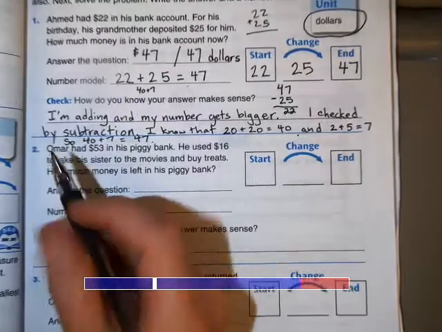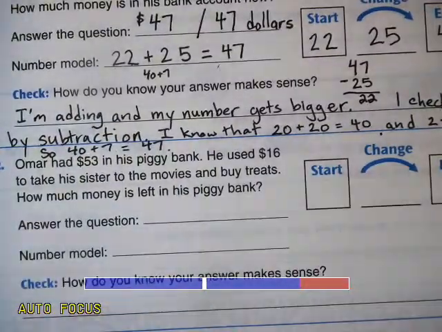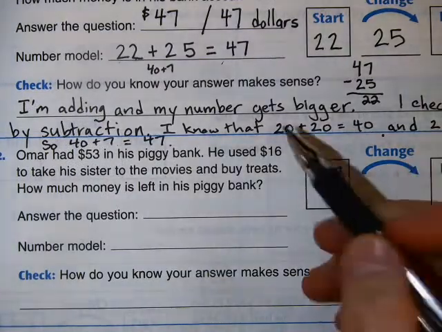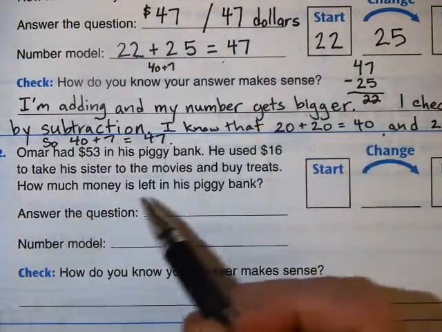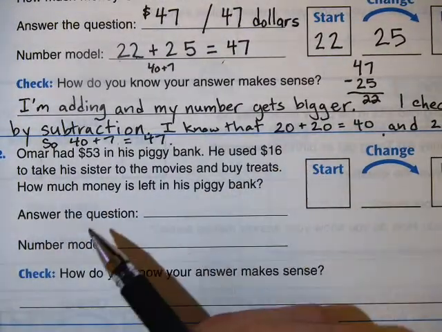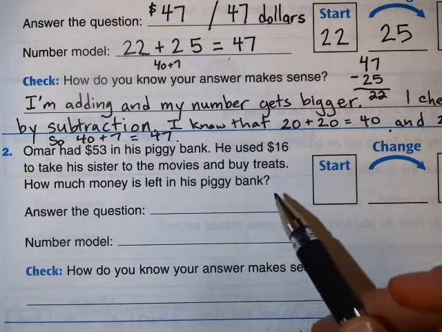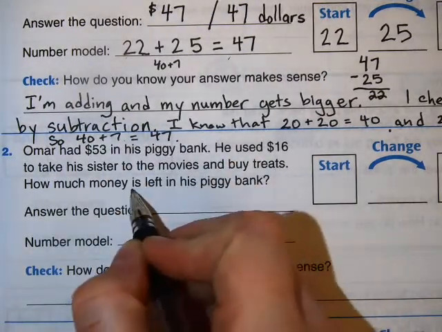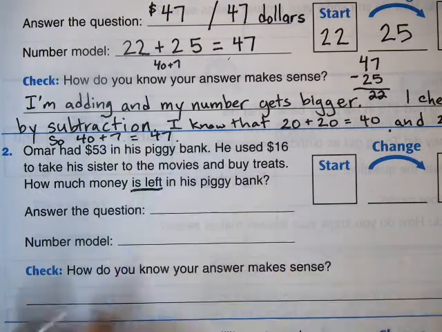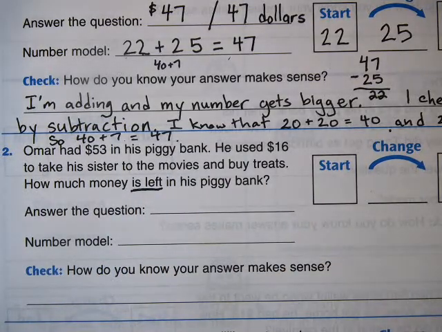Omar had $53 in his piggy bank. He used $16 to take his sister to the movies and buy treats. How much money is left in his piggy bank? If we see how much is left, well, we know that that's subtraction because something got taken away.